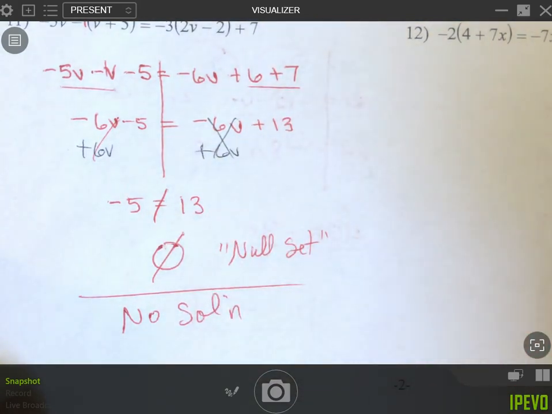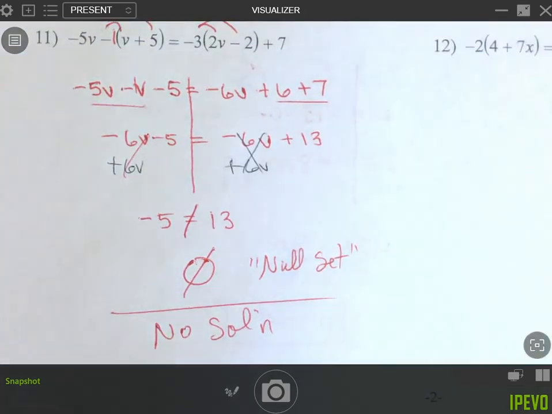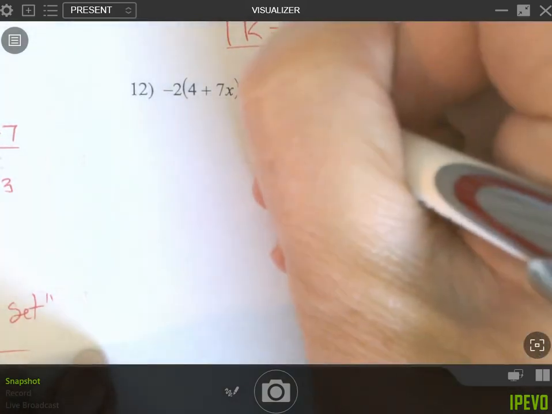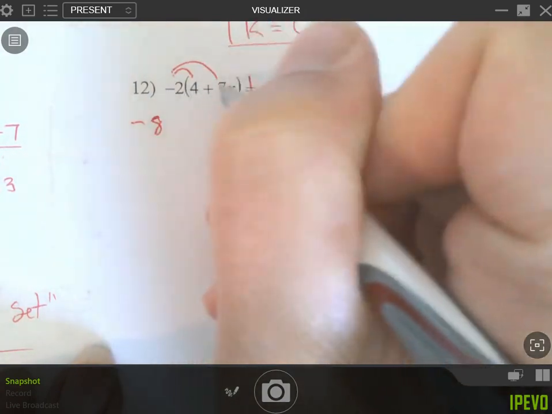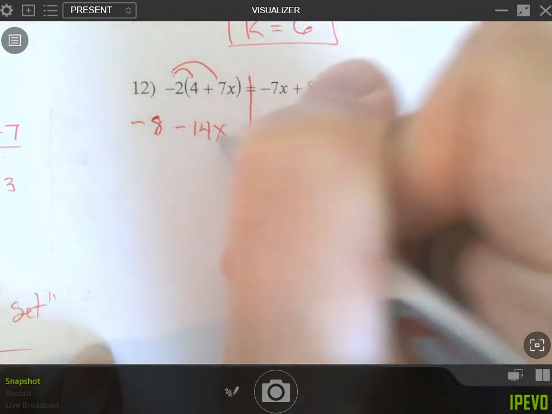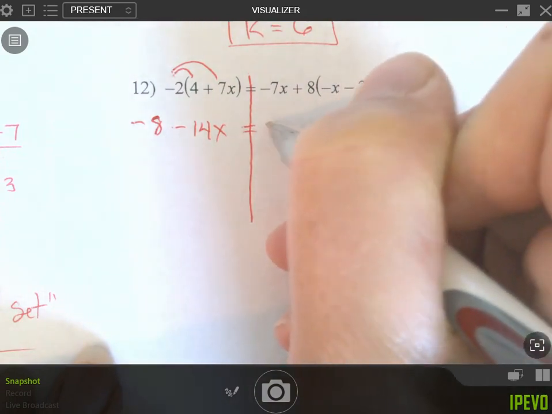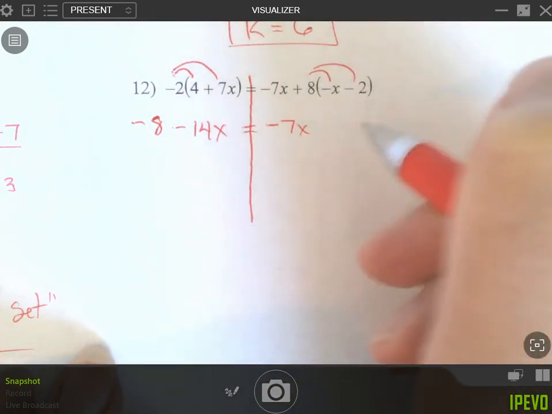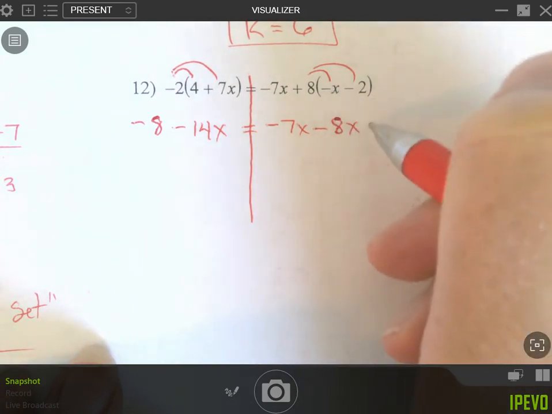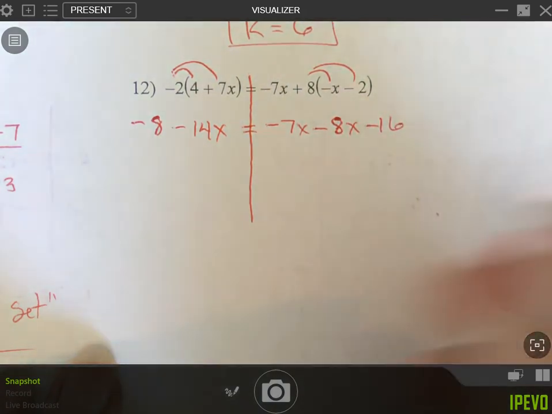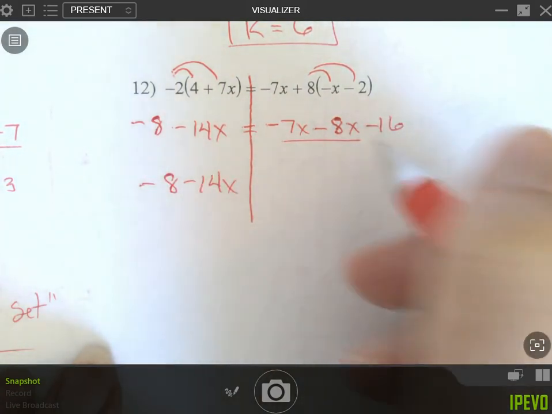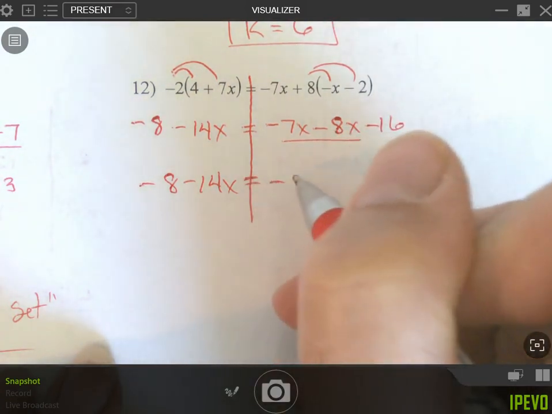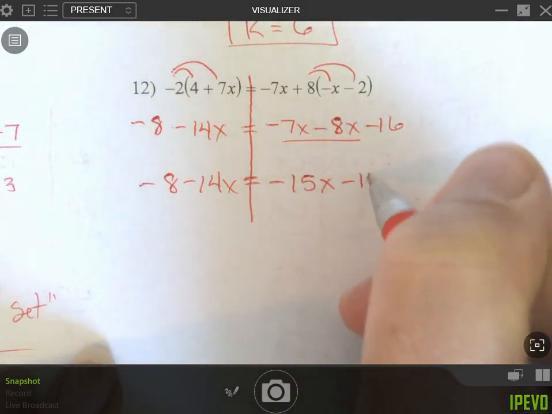Okay, take a minute and go ahead and try number 12. All right, so here we go. I'm thinking about having my line here. I'm going to distribute correctly. Negative 8, negative 2 times 4 is negative 14x equals negative 7x, and just the 8 gets distributed. So negative 8x and a negative 16. Good so far? Nothing to do on the left, so I'm just going to rewrite it. But on the right, I want to add like terms. I don't cross the line. I don't change a sign. So negative 15x minus 16.